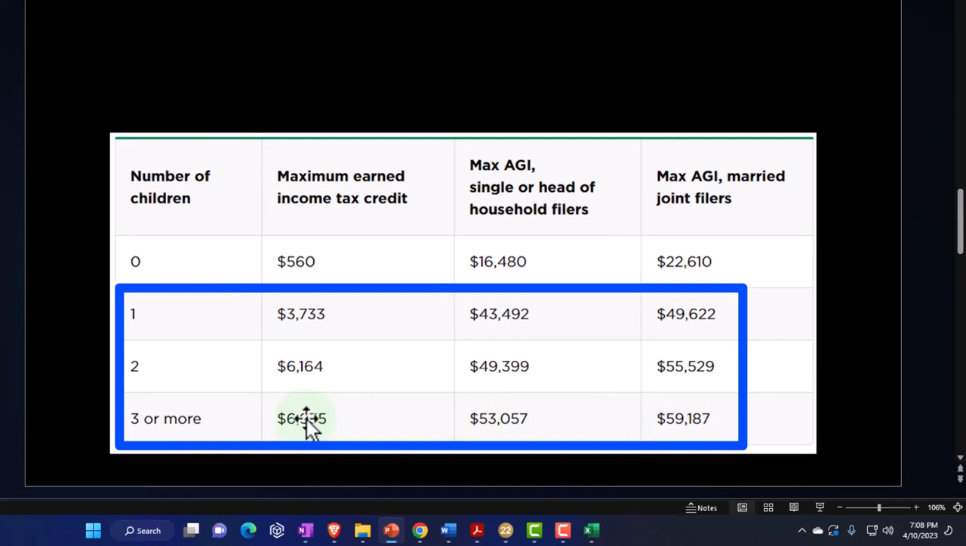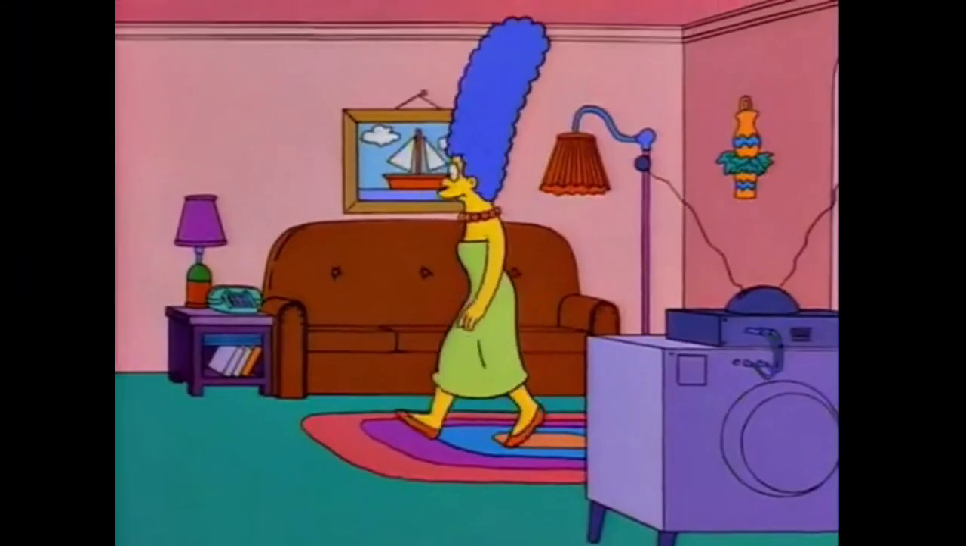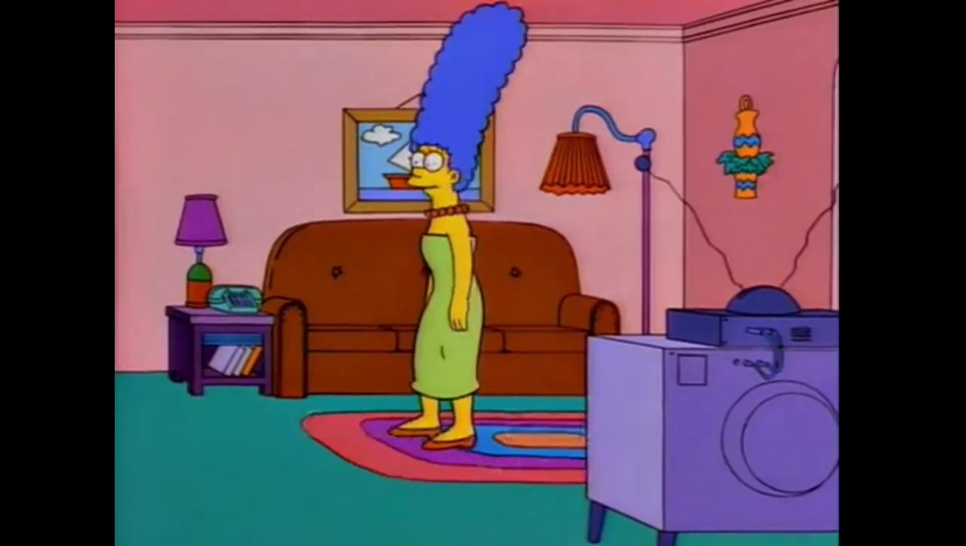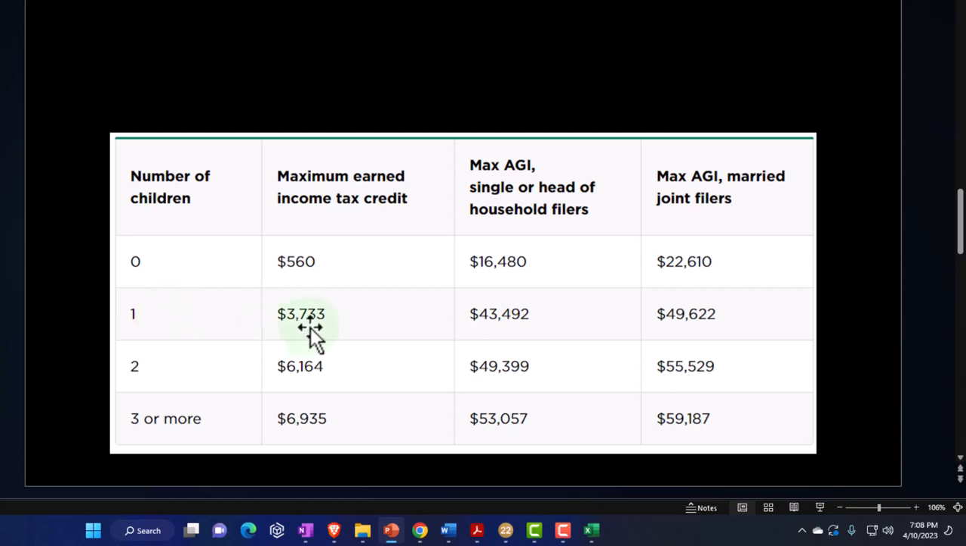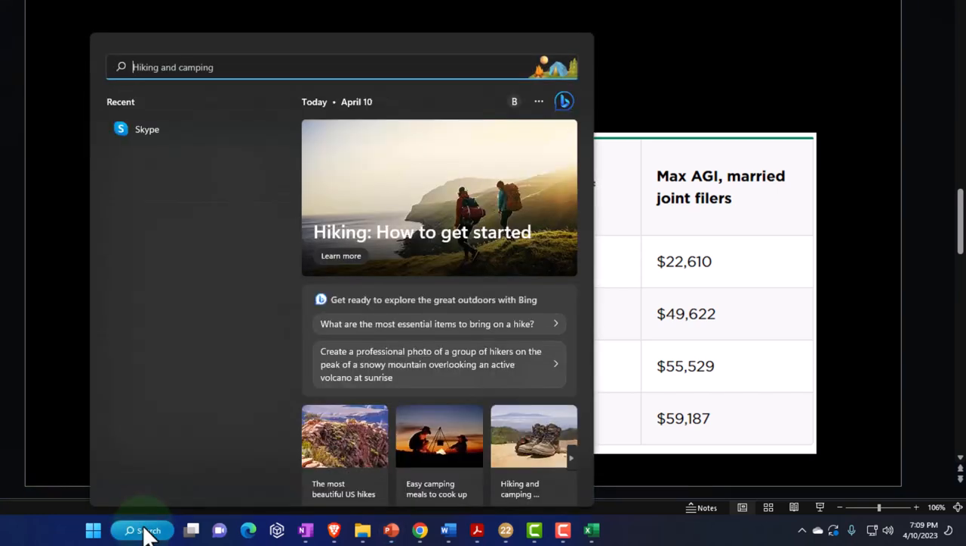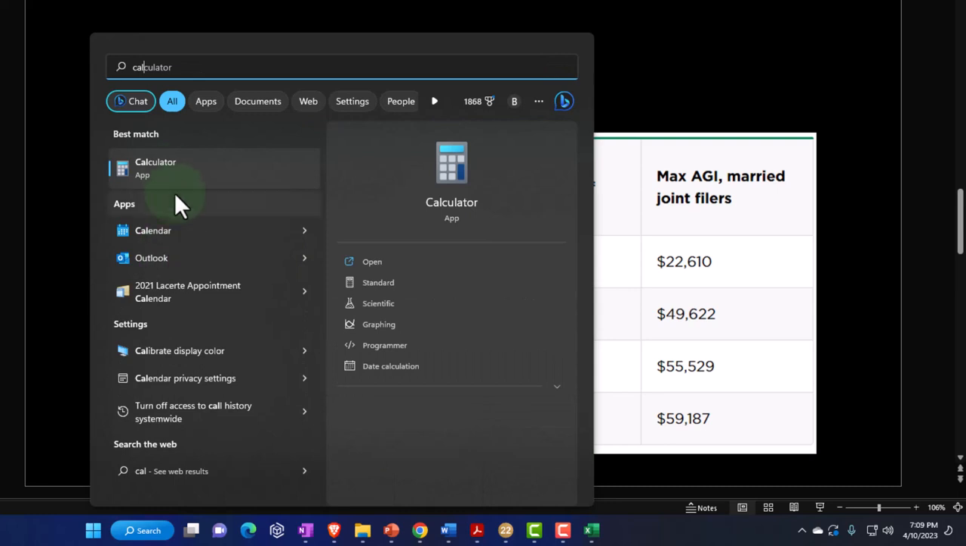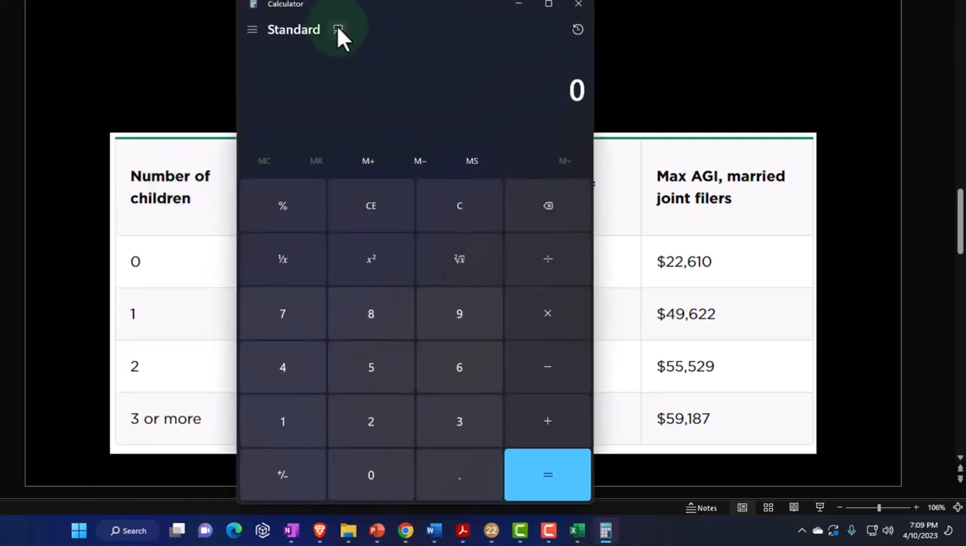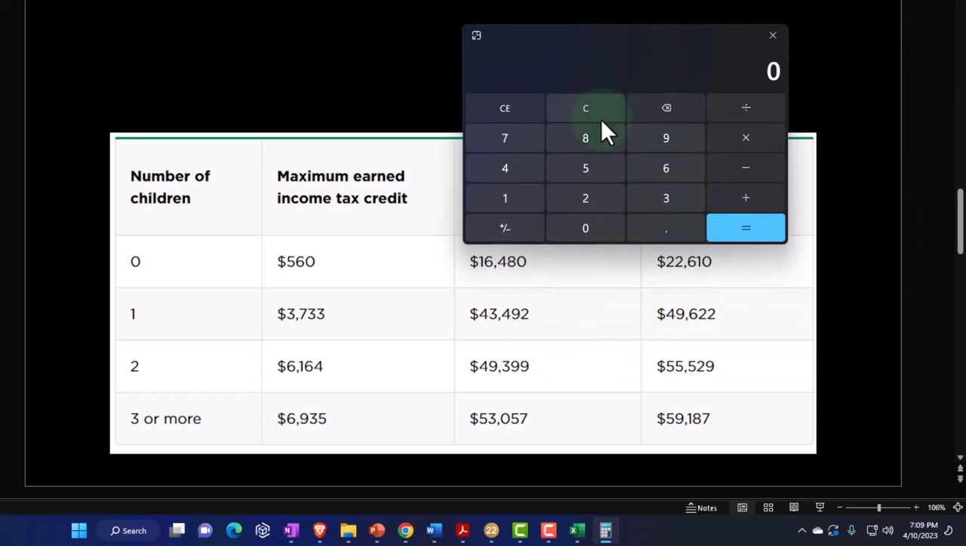So you can imagine the situation that if you had two people that got married, and let's say one has two kids and one has one kid, or something like that, then they could be maximizing the credit of 3,733 and 6,164 between the two of them. And if they got married, then they would have three kids, which would bring the maximum credit up to here. But you'd probably end up in a worse situation even then, even though you're going up to another tier level on the married level because of the income thresholds.